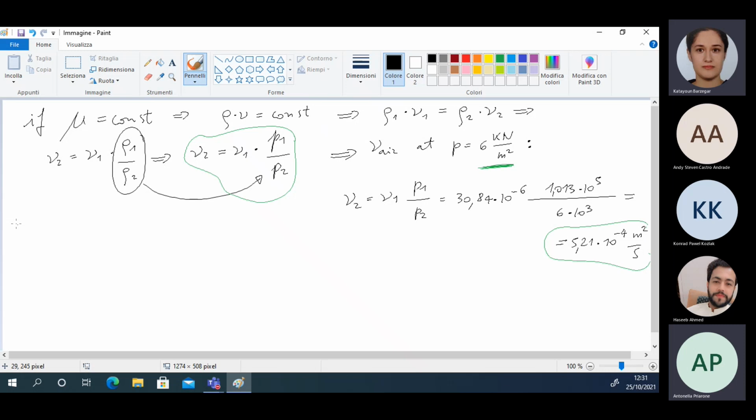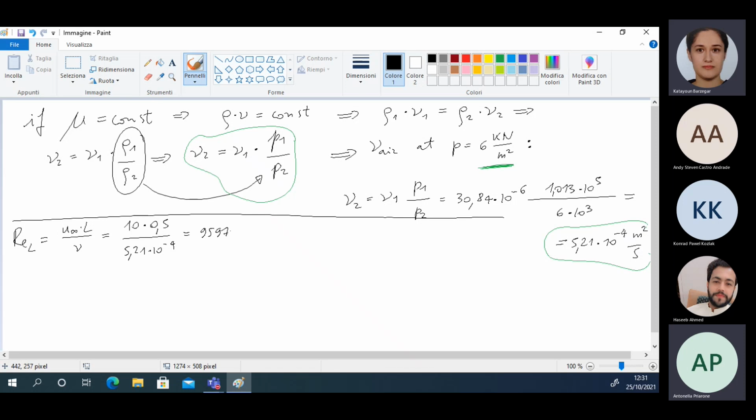With the new value of the kinematic viscosity, I can calculate the Reynolds number. I have 10, that is the velocity, 0.5, that is the length that I have to consider, and the value of the kinematic viscosity. And I obtain 9,597. That is laminar flow.